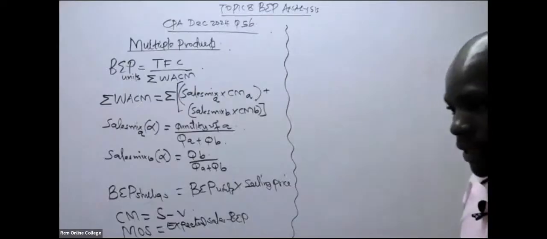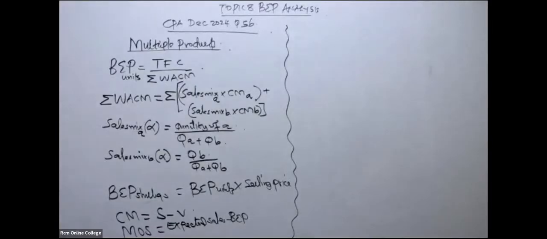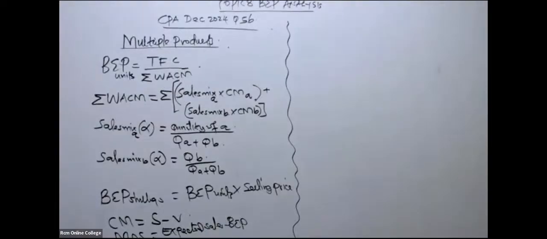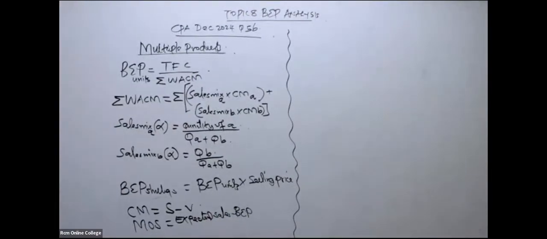So let's look at, sorry, we are not able to see below. Margin of safety, is it visible? Expected sales minus break-even point. Is it visible? Yes, it should be. Good.